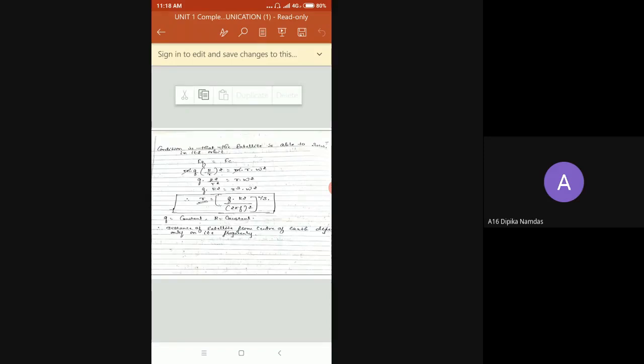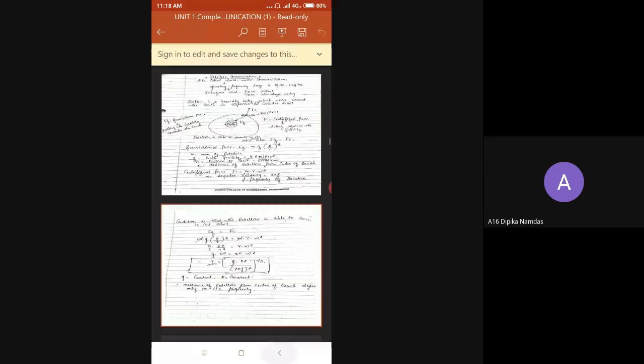That is r equals to (g dot R square divided by (2 pi f) whole square) whole raised to 1 by 3. g is constant, that is earth gravity, and R is constant, that is the radius of earth. Always this radius, that is the distance of the satellite from the center of earth, small r, always depends on its frequency.